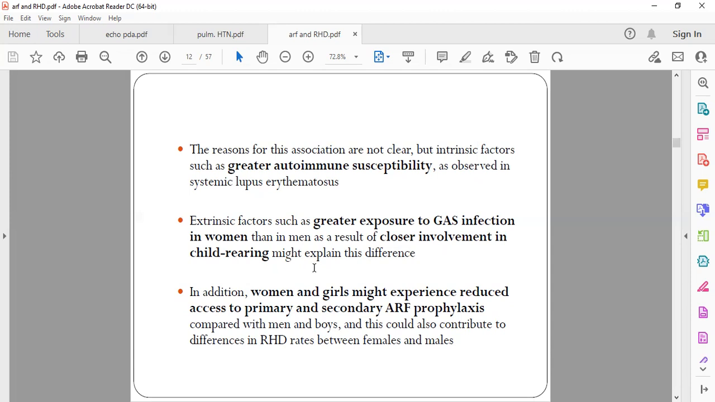Another explanation is that women spend most of their time with their kids, and because children commonly get these infections of group A streptococcus, there is greater exposure of females to those infections when compared to men. So that's why there are more chances of recurrent infection, and more chances of rheumatic heart disease as well. So these are the three explanations which have been given for why rheumatic heart disease is commonly seen in females rather than men.